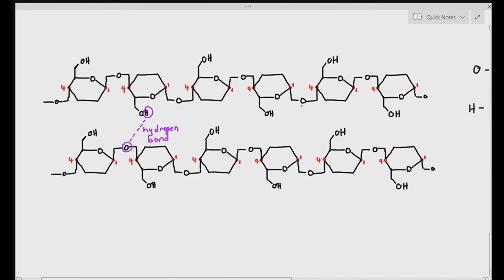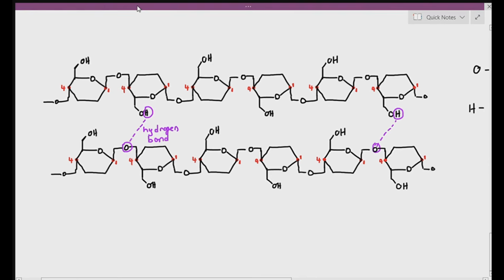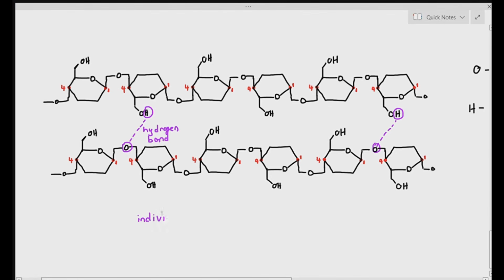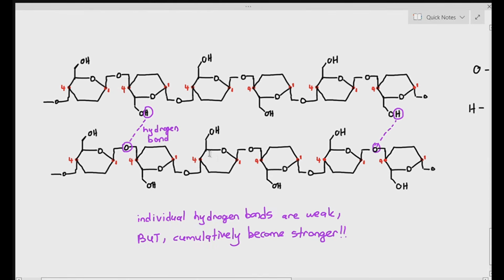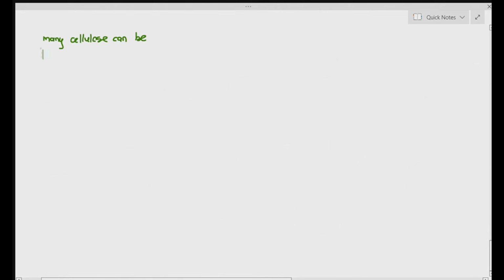So individual hydrogen bonds can actually form between hydrogen and oxygen. Individually, one hydrogen bond is weak, but cumulatively they become stronger. So the more hydrogen bonds link up between one cellulose and another, the stronger it gets. So why is this a big deal? As we can see here, one cellulose and another cellulose can form many hydrogen bonds with each other. So the reason, because it's linear and because they can form hydrogen bonds, is that many cellulose molecules can be tightly packed together and they can also bond with each other.